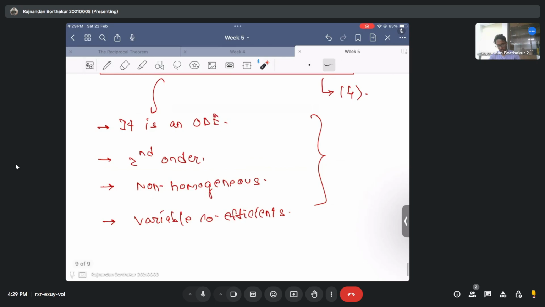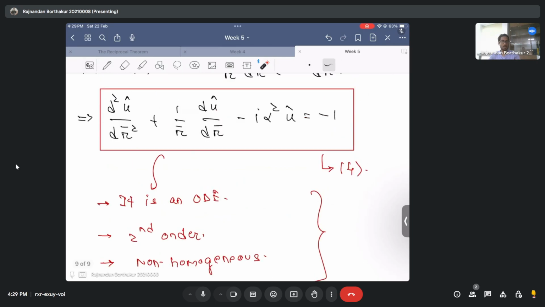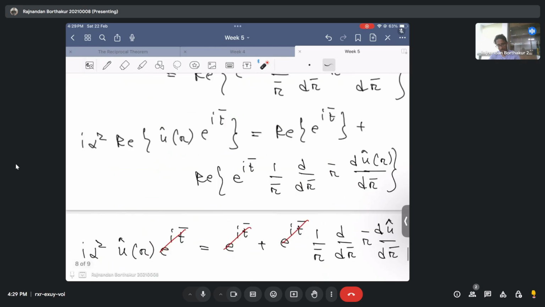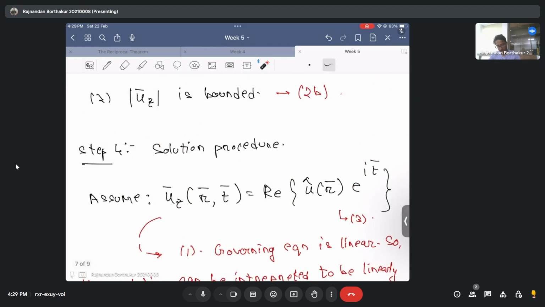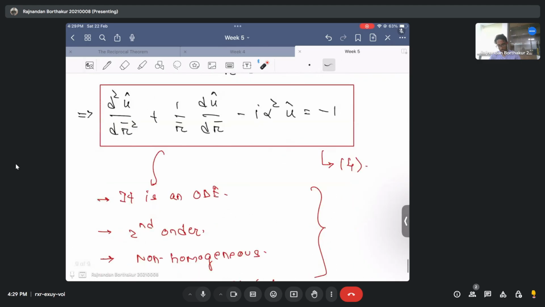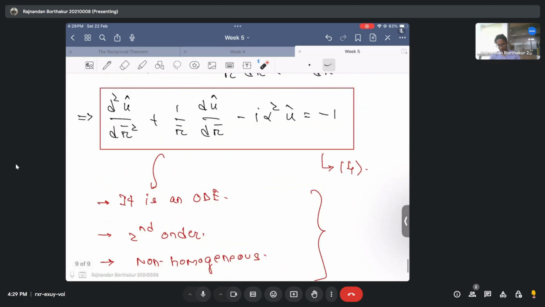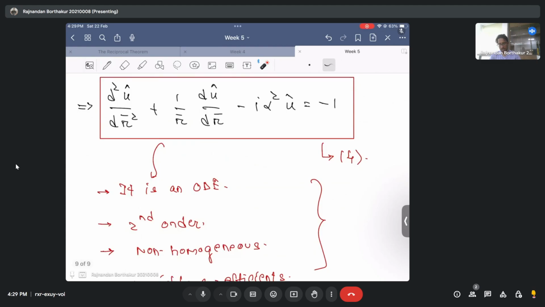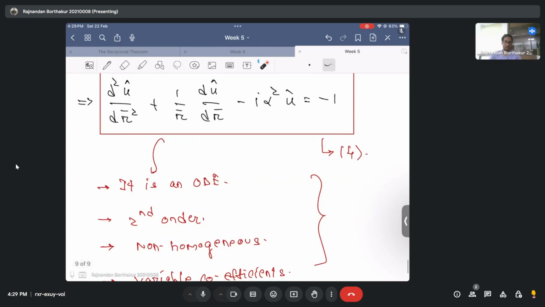Okay. So now the task again is to solve for this u hat, because once we know u hat, my u z bar is just the real part of this u hat times e power i t bar. That's it. All right. So before going into the solution of this, I will stop here for some time, and if you have any doubts, you can ask me.